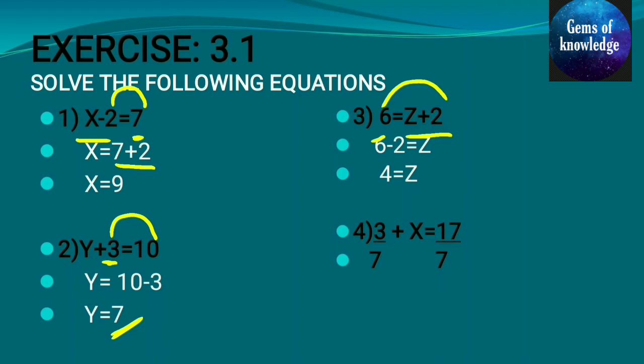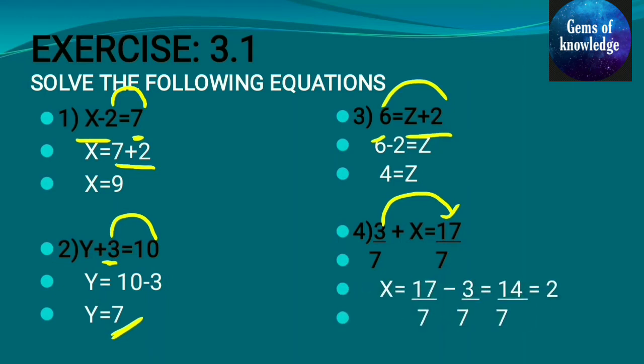3 by 7 plus x is equal to 17 by 7. The question is in fractional form, that is 3 by 7 plus x is equal to 17 by 7. We have to find the value of x here. So the number which is beside x, that is 3 by 7, should move to this side. Okay. So we will get x is equal to 17 by 7 as it is, and that 3 by 7 has come to the right side.